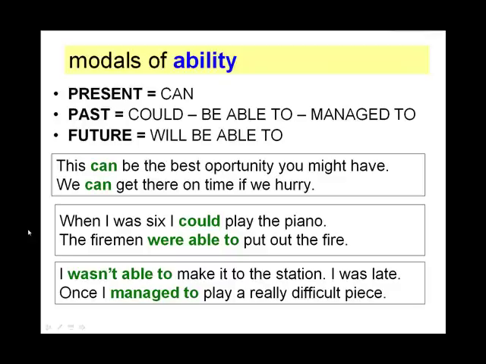And the modals of ability, to show what you can do or you could do when you were younger. These are examples with can in the present. And for the past, we have different choices. You can use could for past ability, or were able to for an ability in the past at a specific moment, something that you could do at a specific moment. Like this one, I managed to play a really difficult piece. This is at a specific moment and a specific piece on the piano.